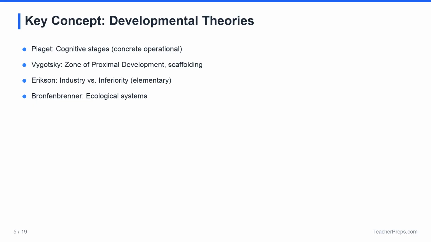Here are the key developmental theories you need to know. Piaget's cognitive development theory describes how children think. Most elementary students are in the concrete operational stage, meaning they learn best with hands-on materials and real examples. Vygotsky emphasized the zone of proximal development, the gap between what students can do alone and with help. Use scaffolding to support students in this zone.